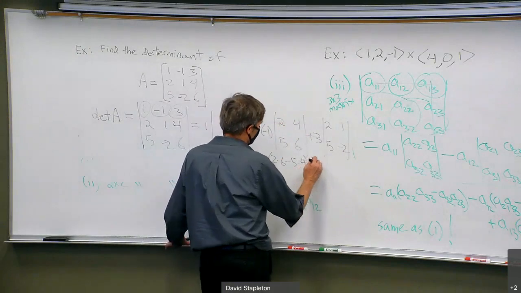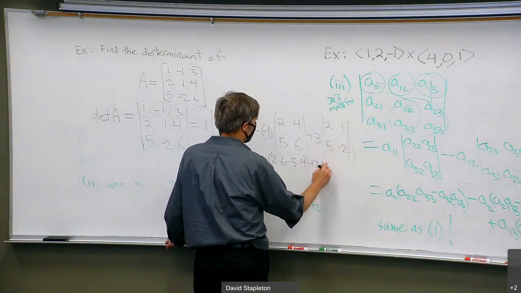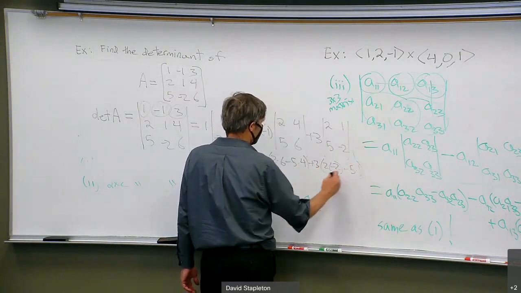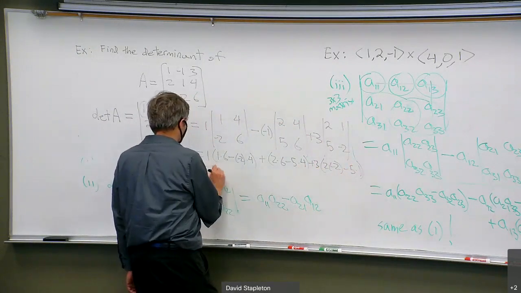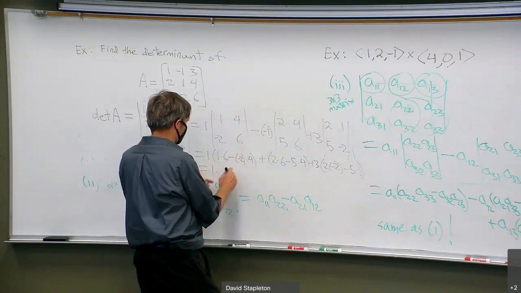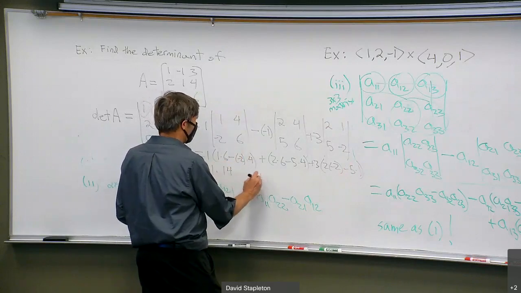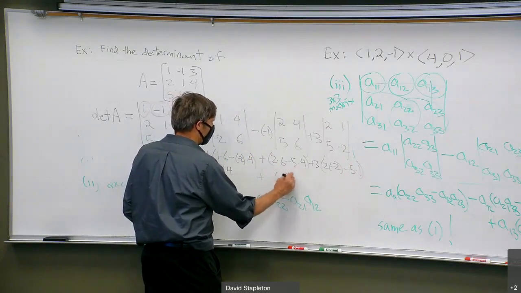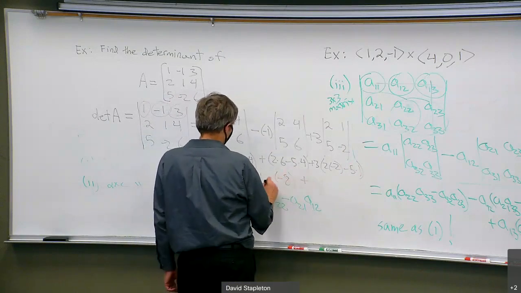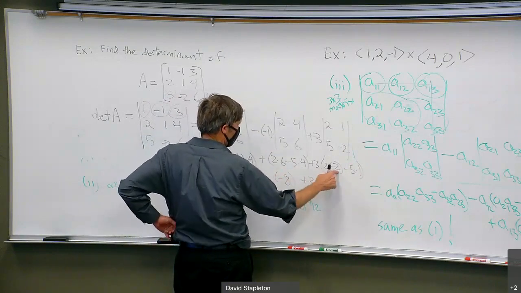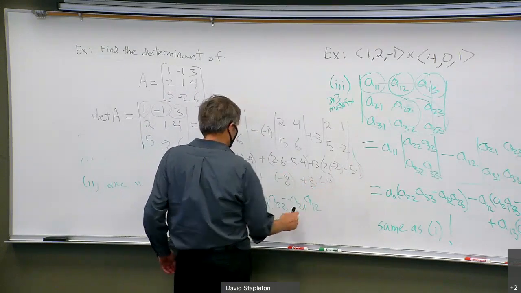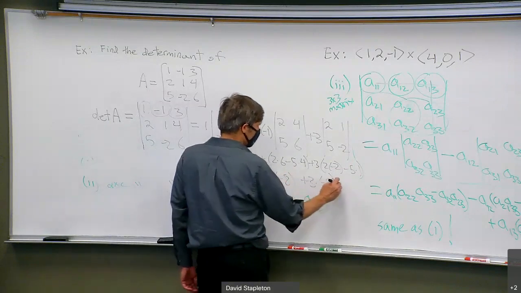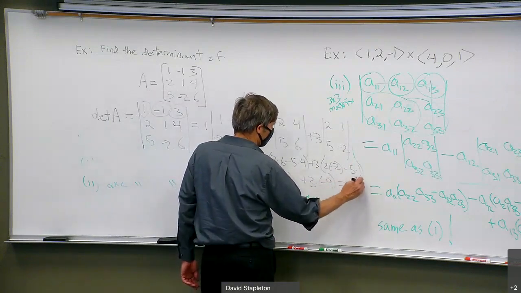And then finally plus 3 times 2 times minus 2, minus 5 times 1, right? Diagonal minus diagonal. So what we got is 1 times, this determinant came out to be 6 plus 8 is 14. Plus, because we have minus minus, 12 minus 20 is minus 8. Plus 3 times negative 4 minus 5 is negative 9. So we got minus 27, minus 8 is minus 35, plus 14 is negative 21. So the determinant of this matrix is negative 21.